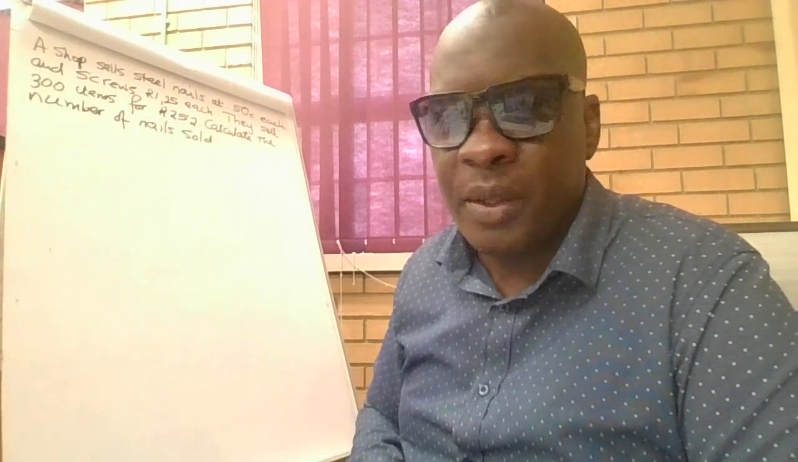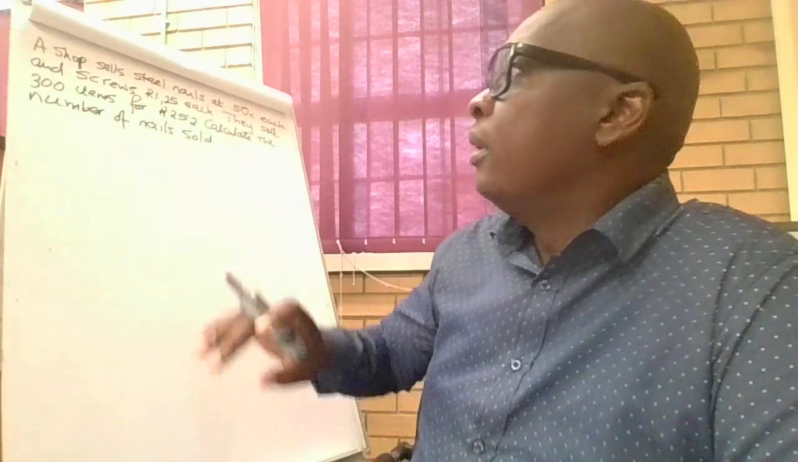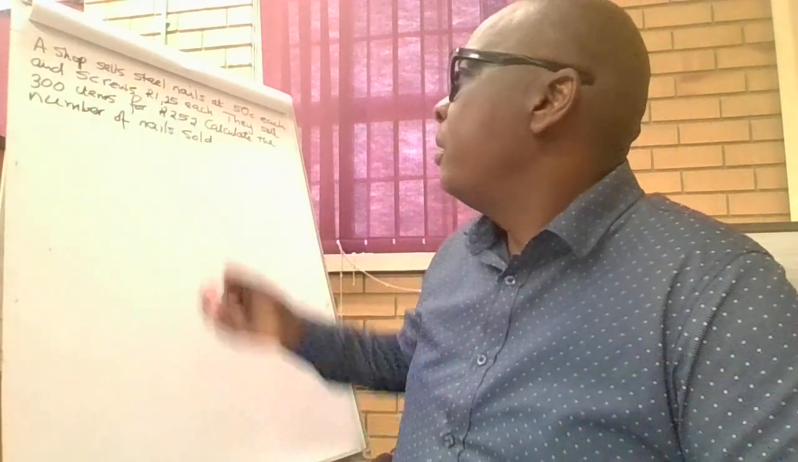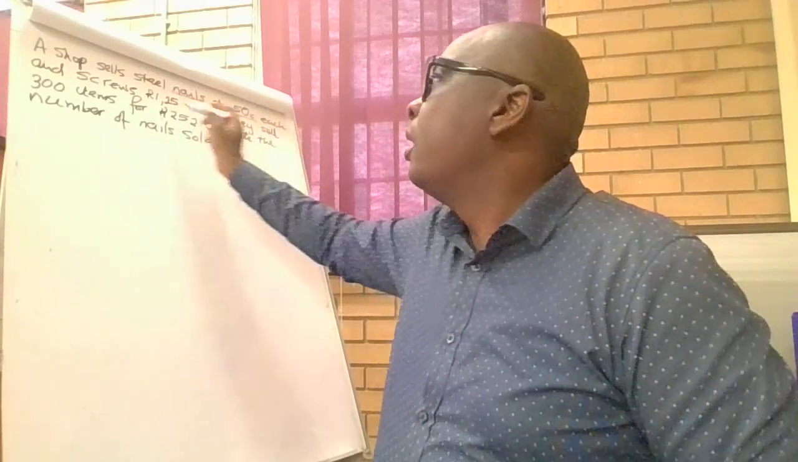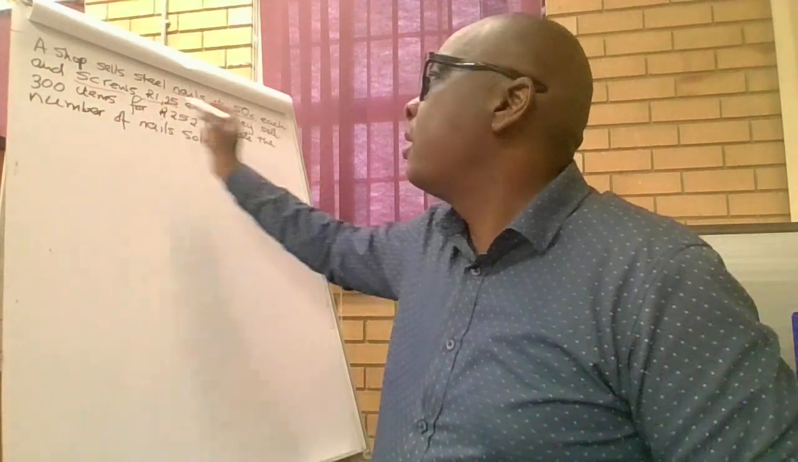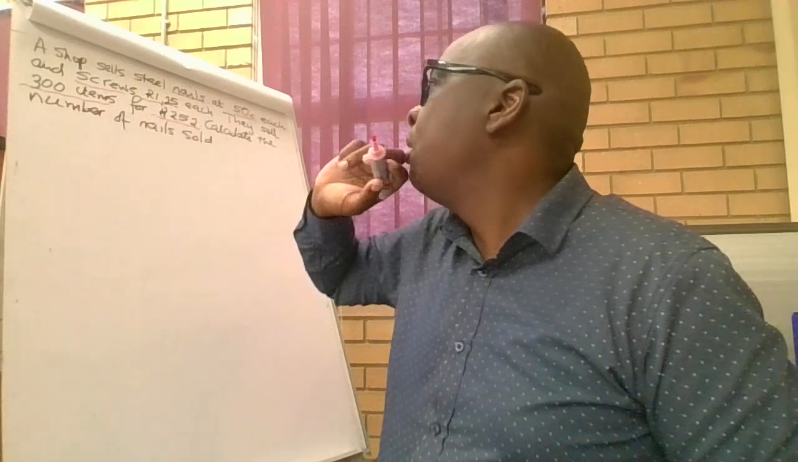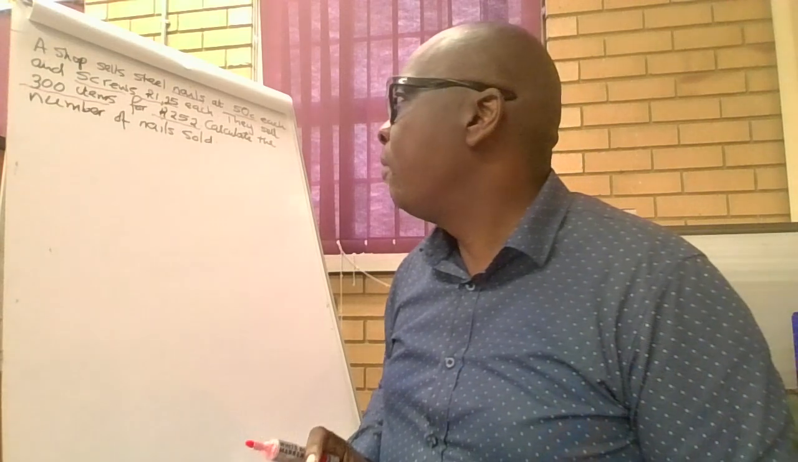Okay, we want to look at this question, which is a word problem. The question goes: a shop sells steel nails at 50 cents each and screws at 1 rand 25 each. They sell 300 items for 252 rands. Calculate the number of nails sold.